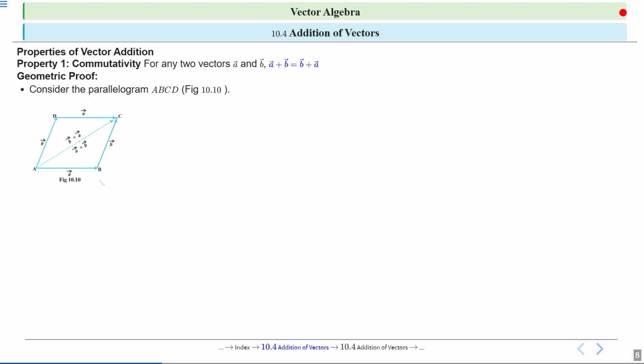Now consider the parallelogram ABCD. This diagram will help us see how vector addition works in a geometric context. Notice how the vectors are represented as the sides of the parallelogram, right?